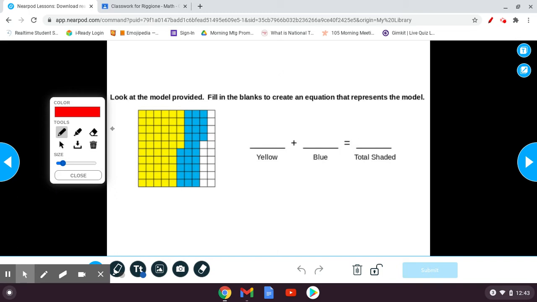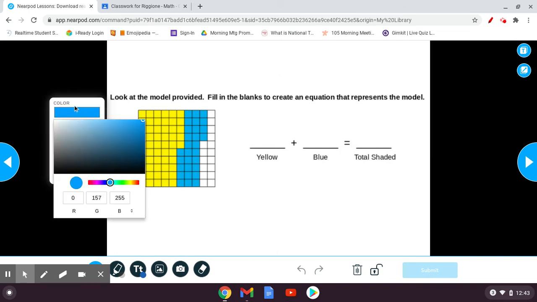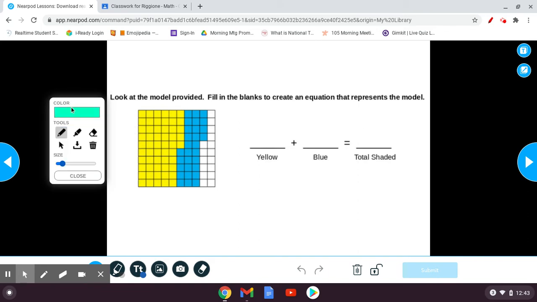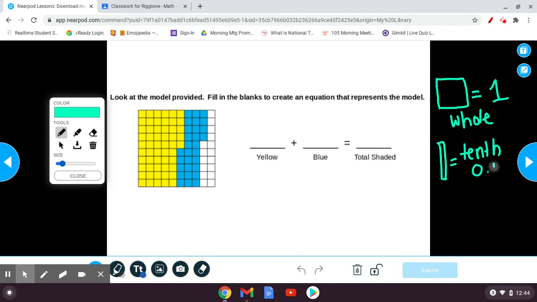I do want to point out, though, that I noticed that today a lot of students were getting very confused in using whole numbers. So it's important to remember that one entire grid is equal to 1. It represents a whole. One shaded column represents a tenth, in decimal form, looks like that. And then one of those itty bitty boxes, that represents a hundredth.